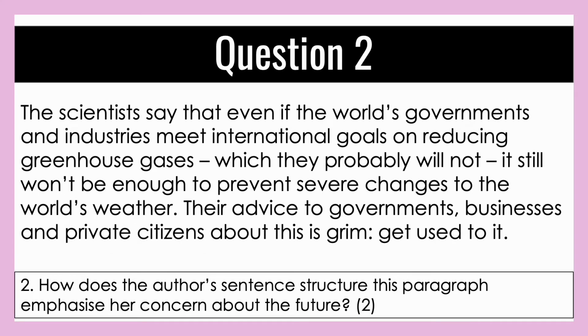Question 2. The scientists say that even if the world's governments and industries meet international goals on reducing greenhouse gases, which they probably will not, it still won't be enough to prevent severe changes to the world's weather. Their advice to governments, businesses and private citizens about this is grim. Get used to it.